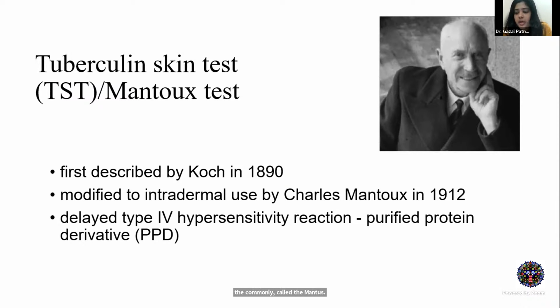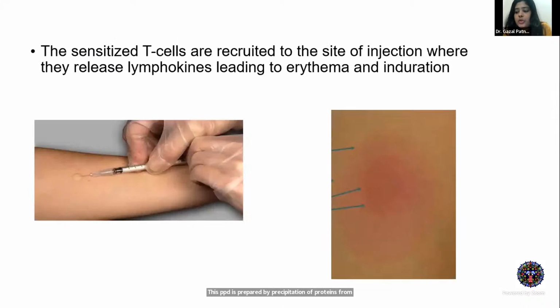It was first described by Koch in 1890, later modified to intradermal use by Charles Mantoux in 1912. It is basically a delayed type 4 hypersensitivity reaction to purified protein derivative. This PPD is prepared by precipitation of proteins from heat-killed cultures of Mycobacterium tuberculosis. A standard dose of 5 tuberculin units in 0.1 ml is injected intradermally on the volar surface of the forearm, and the result is interpreted after 48 to 72 hours in terms of erythema and induration. Diameter of the induration is measured perpendicular to the long axis in millimeters.